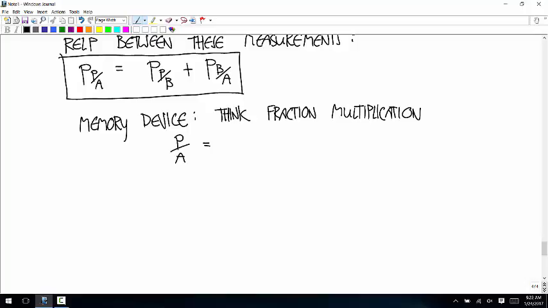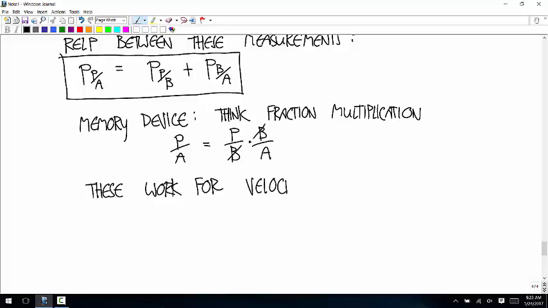P over A is equal to P over B times B over A, right? These two cancel and that fraction works out. These work similarly for velocity and acceleration, even if those rulers aren't just sitting there, if those rulers are also moving. They work for velocity and acceleration too.